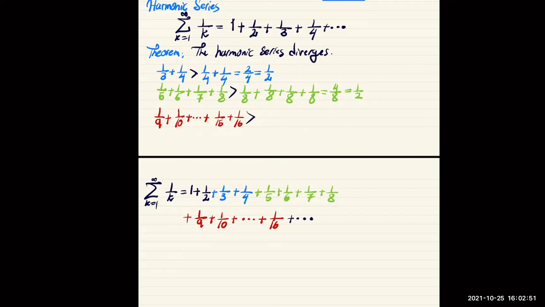Okay, so your 1/9 is more than 1/16. 1/10 is more than 1/16. Every number in between is more than 1/16, including 1/15. 1/15 is more than 1/16. In addition to 1/16. And again, here we have 8 of them.